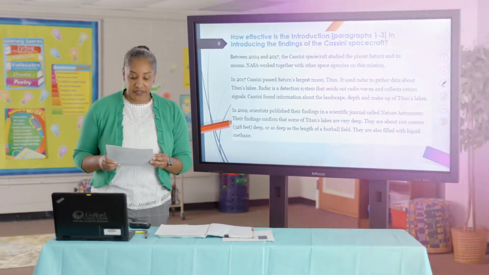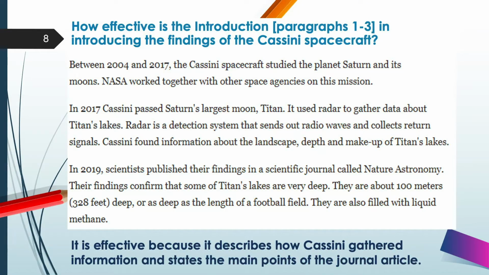Now let's read together. Between 2004 and 2017, the Cassini spacecraft studied the planet Saturn and its moons. NASA worked together with other space agencies on this mission. In 2017, Cassini passed Saturn's largest moon, Titan.